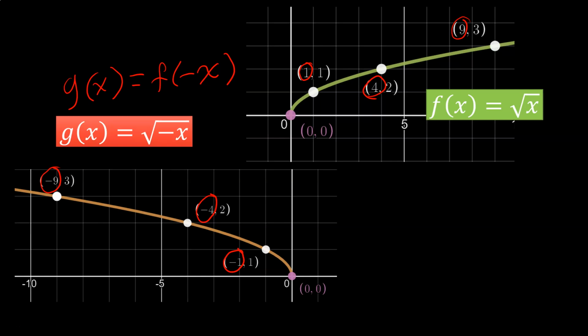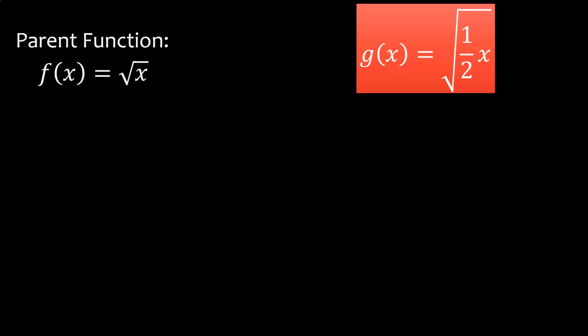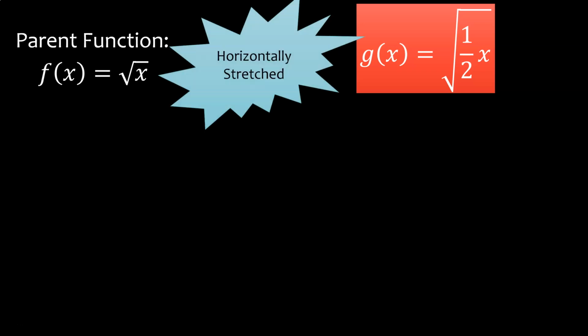So I will call this a rotation. So the parent graph of f of x got rotated to the other side when negative is multiplied to x inside. All right, now, what if you multiply by 1/2? Well, we saw multiplying by 2 horizontally compressed the parent graph. So multiplying by 1/2 would horizontally stretch the graph.